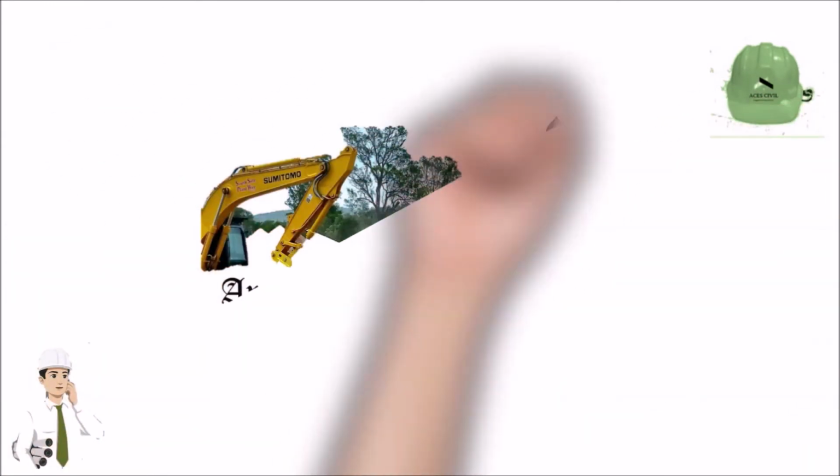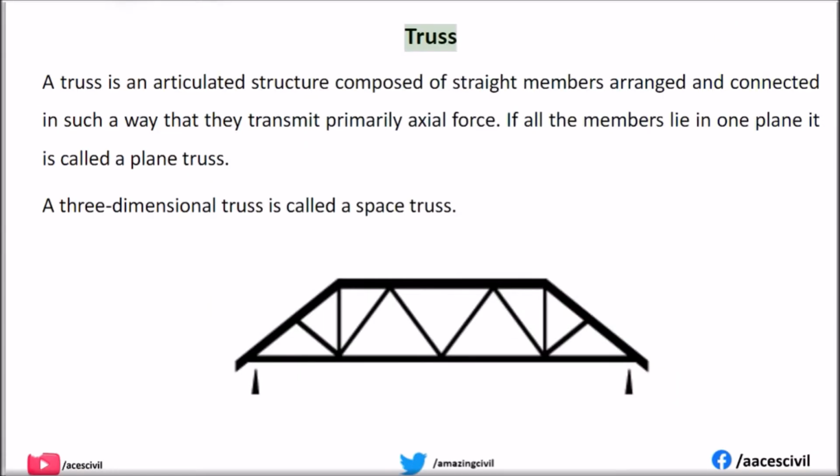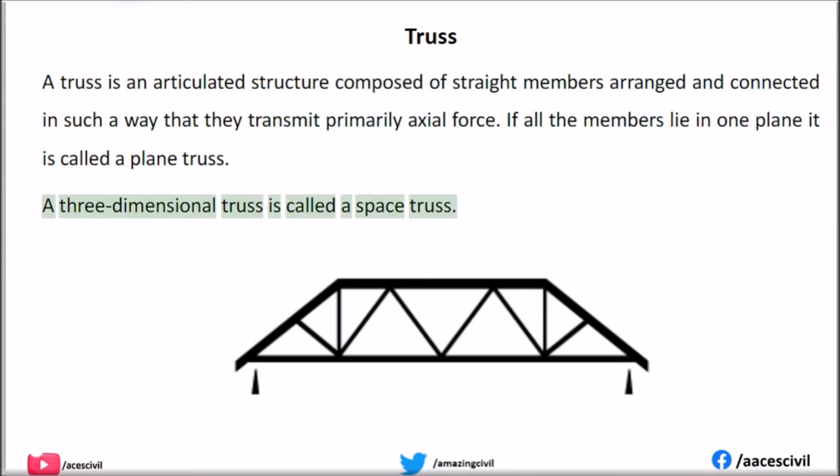In today's video we are going to discuss truss and geometric stability and static determinacy of trusses. Truss. A truss is an articulated structure composed of straight members arranged and connected in such a way that they transmit primarily axial force. If all the members lie in one plane, it is called a plane truss. A three-dimensional truss is called a space truss.